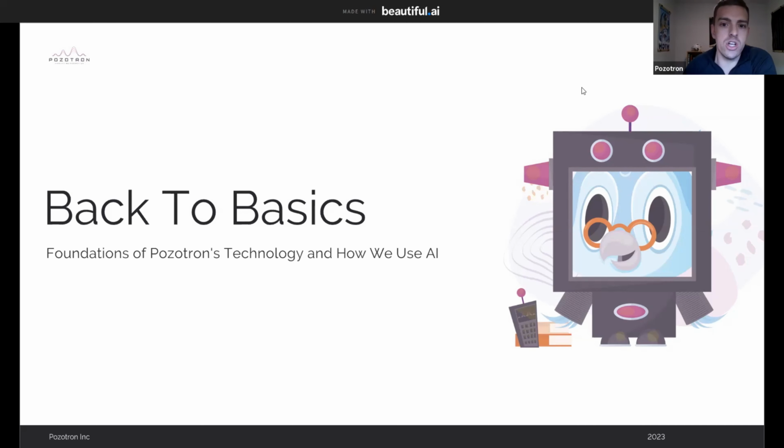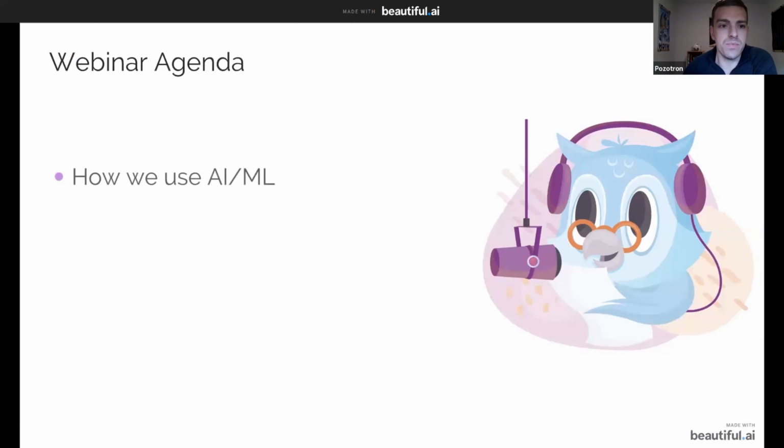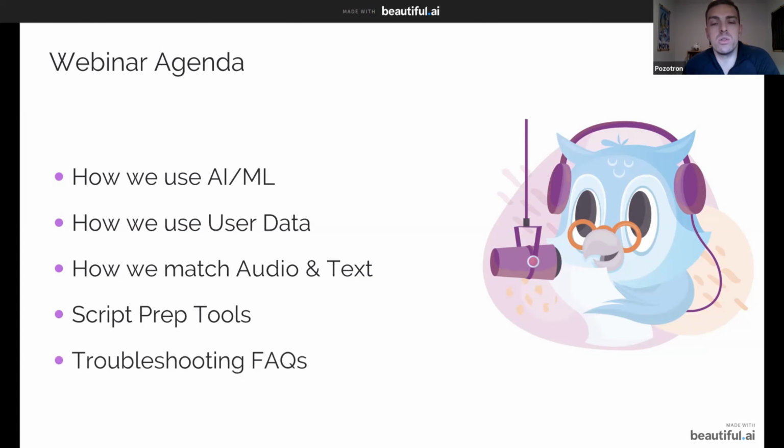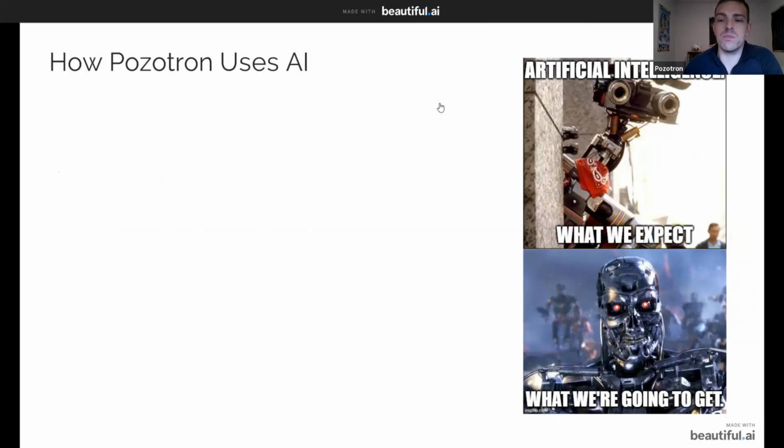So, quick agenda for today's presentation. We're going to talk a bit first about what artificial intelligence actually is and how we use it. We're going to talk about how we use user data, how we match audio and text to fuel things like our proofing tool. And then talk about how we use artificial intelligence in our script prep tools. And then finally, we'll go over just a couple technical troubleshooting facts. So first of all, how we use AI and what is AI.